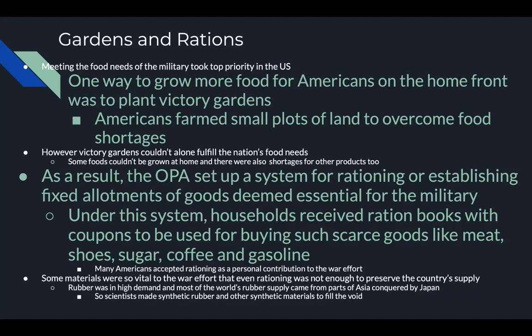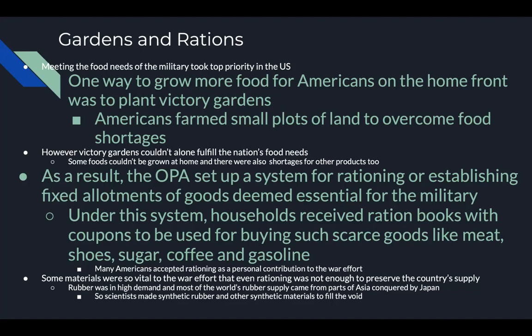As a result, the OPA set up a system of rationing, or establishing fixed allotments of use of goods deemed essential for the military. Under this system, households received ration books with coupons. Think of it like a big old coupon book to be used for buying such scarce goods like meat, shoes, sugar, coffee, gasoline. Many Americans accepted rationing as a personal contribution to the war effort.